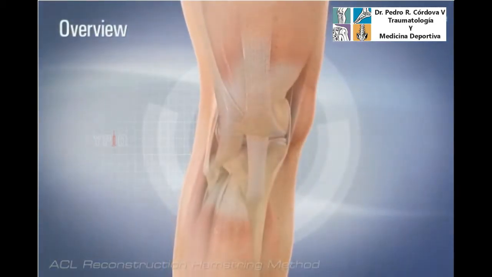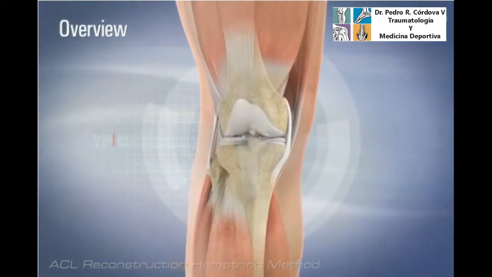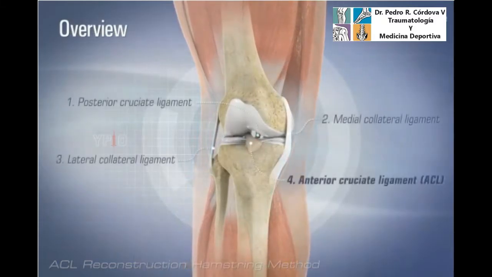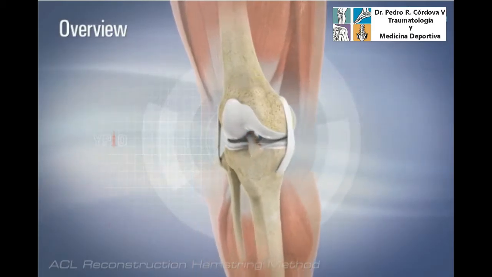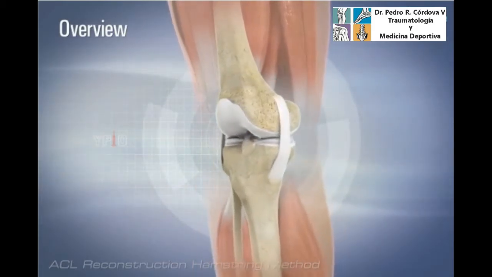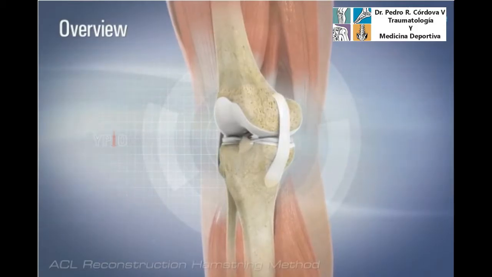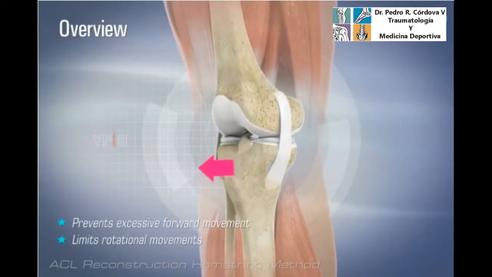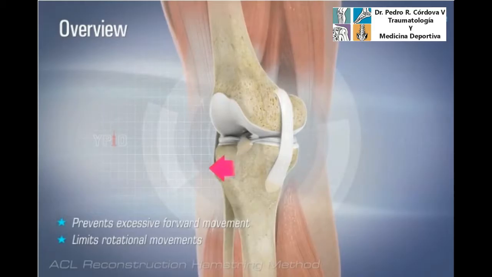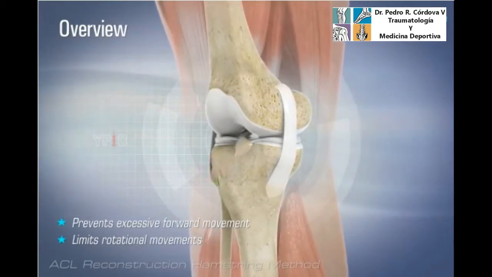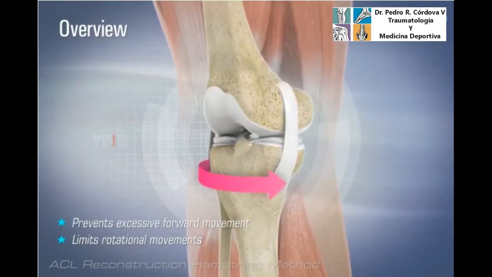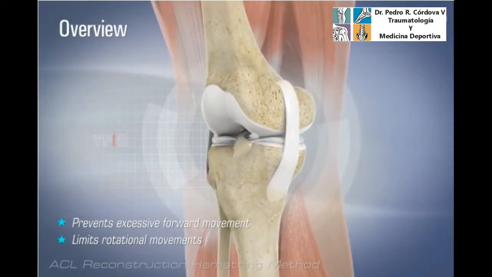Anterior cruciate ligament is one of the 4 major ligaments of the knee that connects the femur, thigh bone, to the tibia, shin bone, and helps stabilize your knee joint. Anterior cruciate ligament prevents excessive forward movement of the lower leg bone, the tibia, in relation to the thigh bone, the femur, as well as limits rotational movements of the knee.